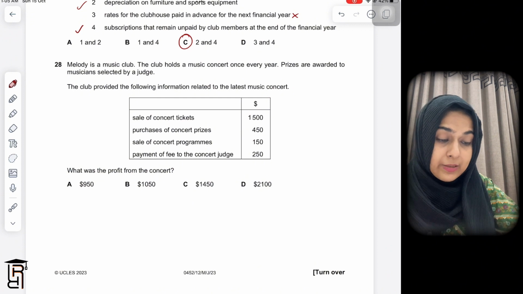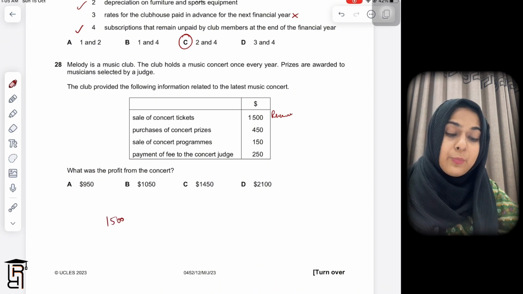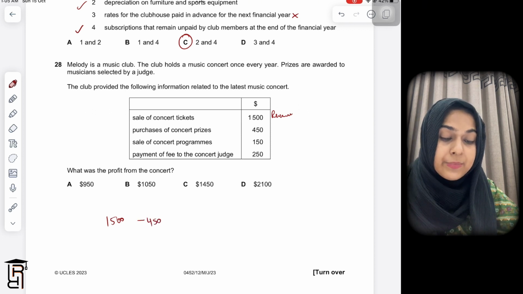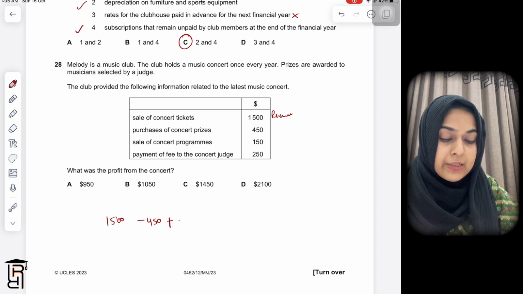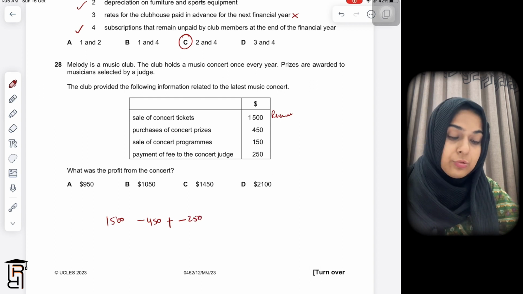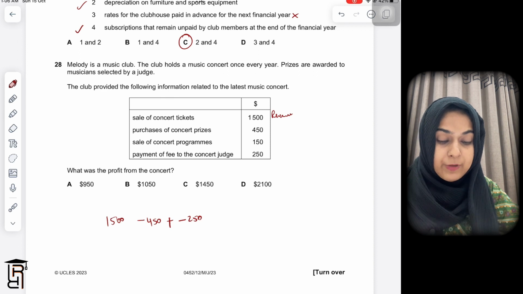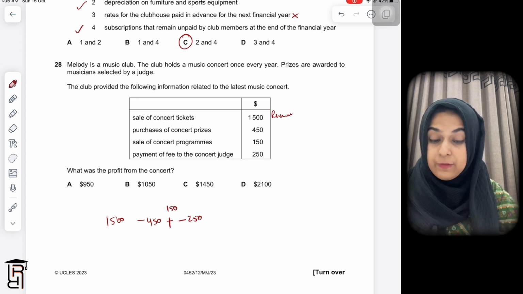So sale of concert tickets is basically revenue. So what you're generating out of it is going to be a positive, because that's going to increase your profit. Purchases of concert prizes is basically an expense, so you need to subtract that. Sale of concert programs is again going to be a positive. And then the payment of fee to the concert judge is going to be a negative again, because it's an expense that you've undertaken to hold the concert. So your answer should be 1500 minus 450 plus 150 minus 250, and the answer should be A.